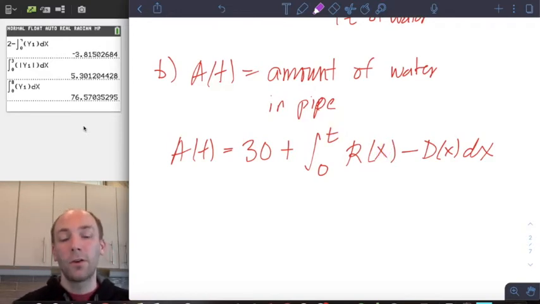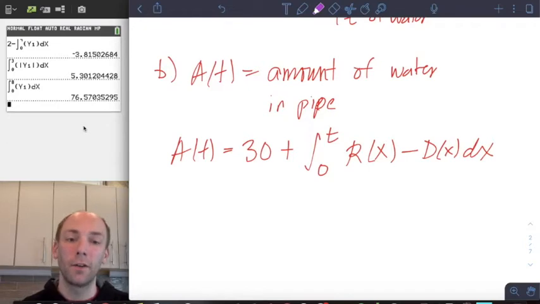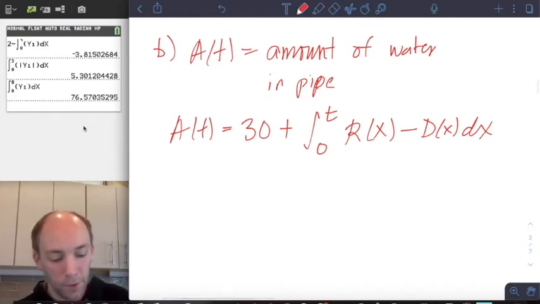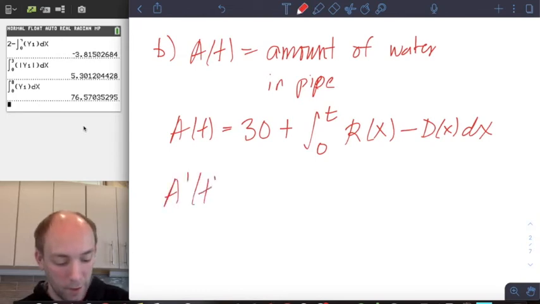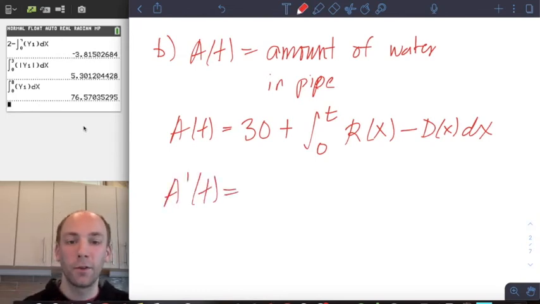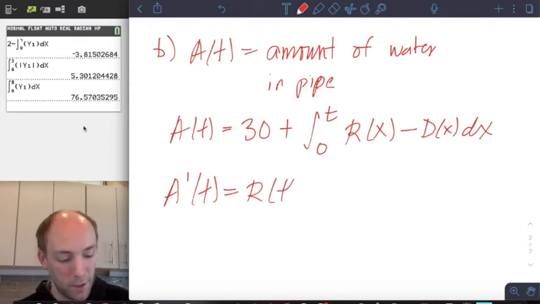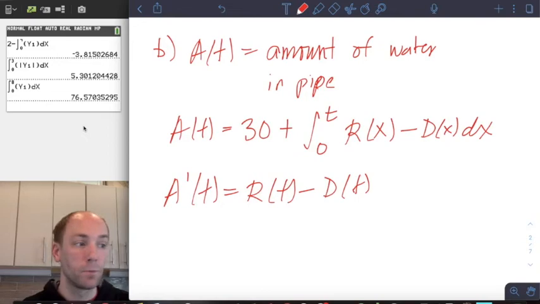Okay, so this equation represents the amount of water in the pipe at any given time t. If I want to figure out if the amount of water is increasing or decreasing, I want to take the derivative of this, okay? So the derivative of A is equal to, well, the derivative of 30 is 0. And then when you take the derivative of an integral, all you have to do is just plug in those t's, right? So r of t minus d of t, okay?